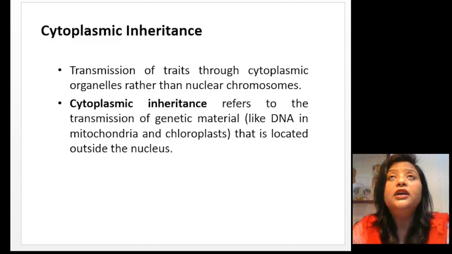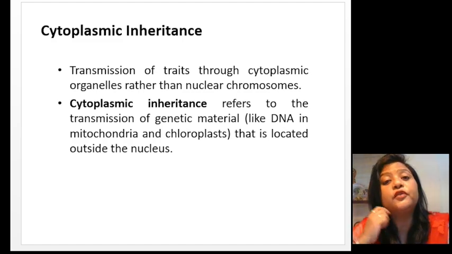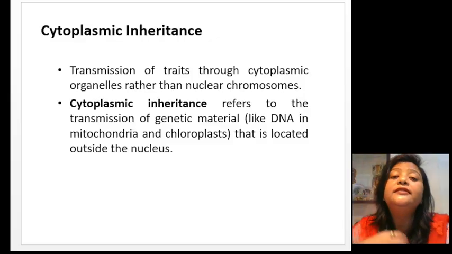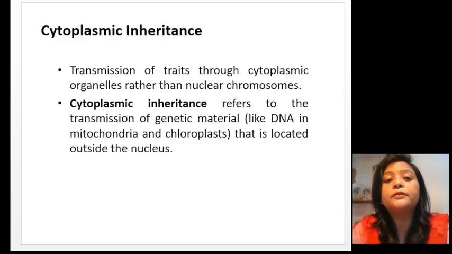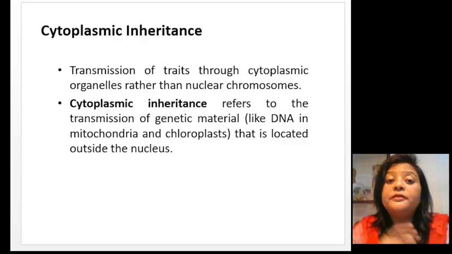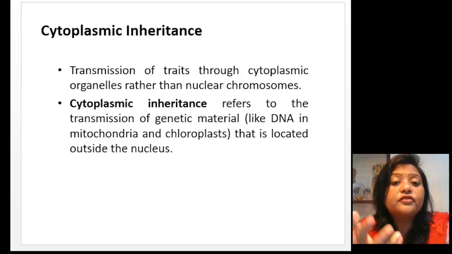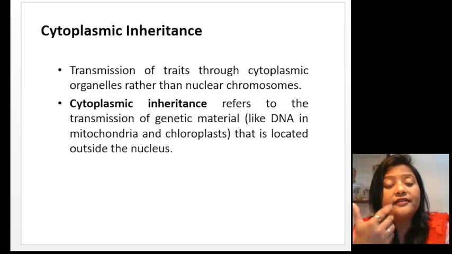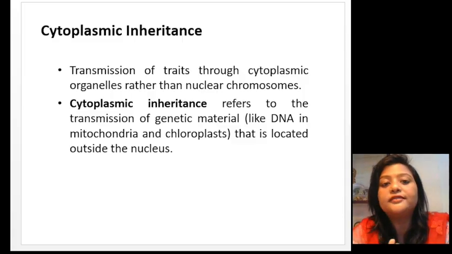Usually we know that we get information from the chromosomal DNA, and that is inside the nucleus. So we have always learned that in sexual reproduction the offspring gets the characteristics from the parent through the chromosomal DNA which is present in the nucleus. But here we're talking about the organelles which are present in the cytoplasm, and from which there are some traits which are being transferred to the next generation, or you can say offspring.